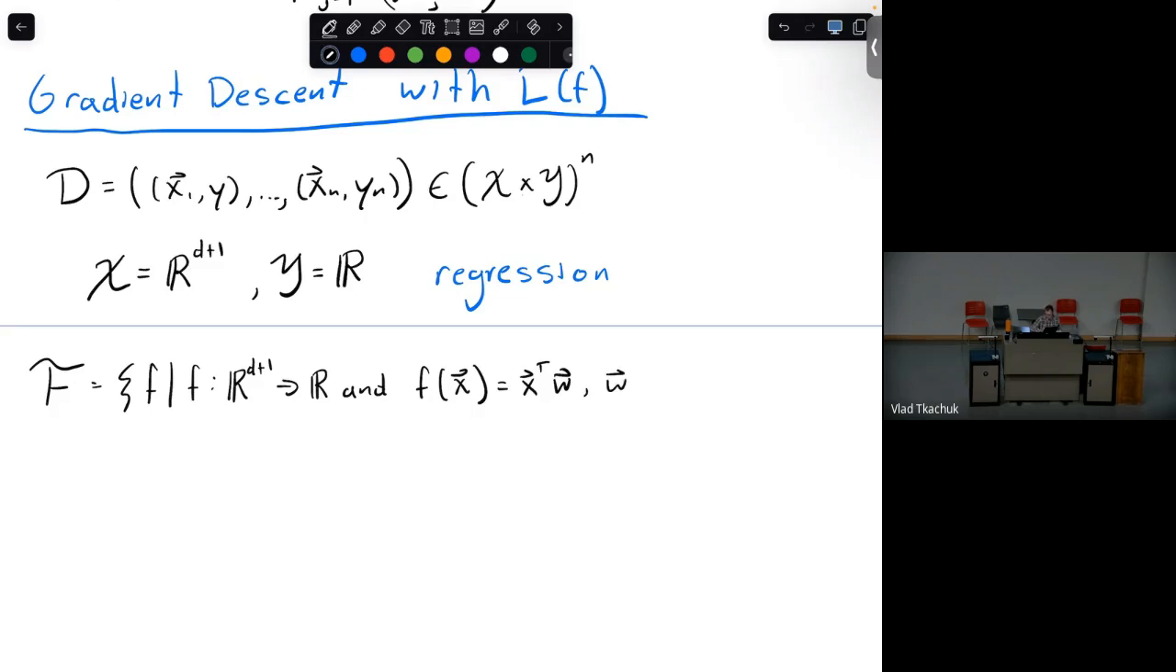And this w is called a weight vector or a parameter vector. And it's, of course, an element of R^(D+1) because it's multiplying the features, which are in R^(D+1). Okay, so this was our setup. This was called our linear function class.